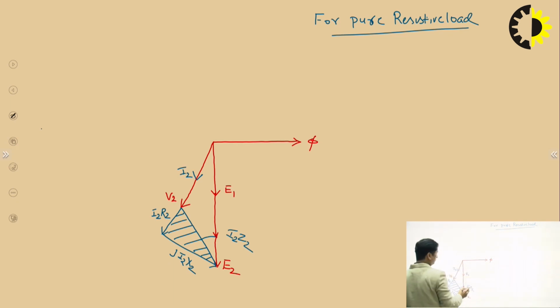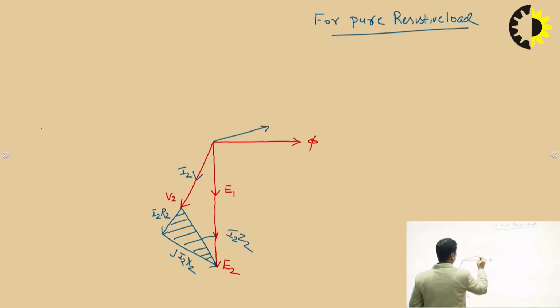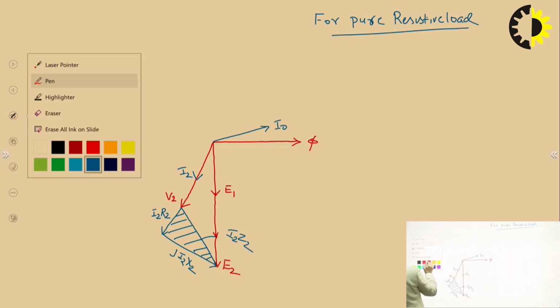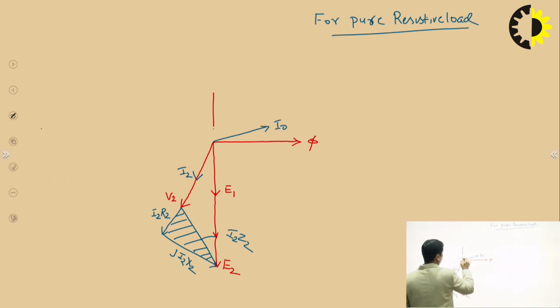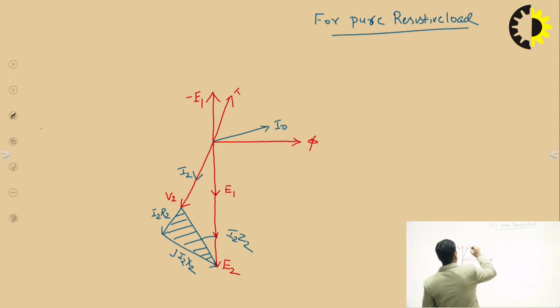Similarly, if you draw this for the primary side, the flux will be like this. This is the no load current. This is minus E1, opposite of E1, and then the opposite of I2 is I2 dash, and I2 dash and I0 will be in the same phase. The phasor sum of I2 dash and I0 is I1, that is this and this. So this must be your I1.